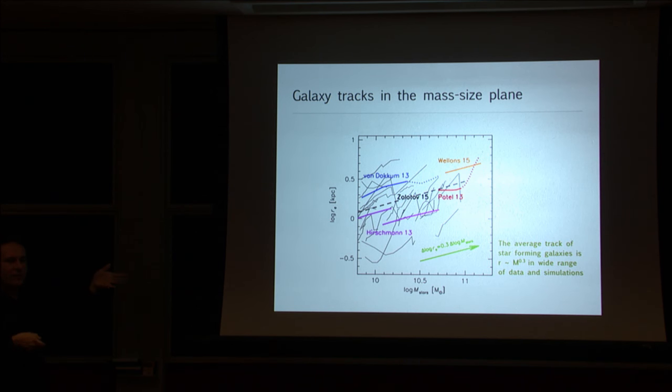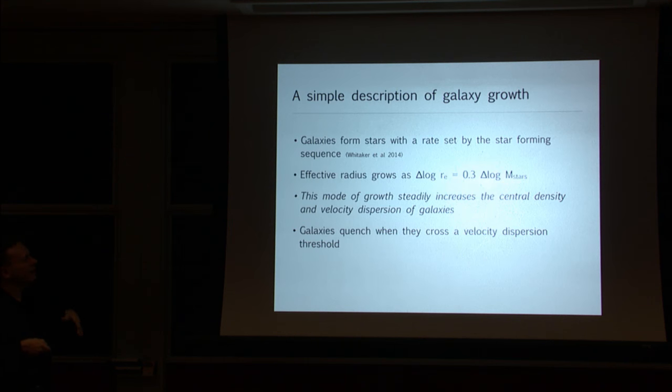So we now have a model for how galaxies move in this plane. That means you can build a complete model for galaxy evolution. You get the mass growth from the star-forming sequence, which has been measured, like how many stars a galaxy forms at a fixed mass. That gives you the size growth as well through that relation. And the only thing you need to do is some implementation of quenching, that as galaxies reach some threshold in density, they tend to quench.